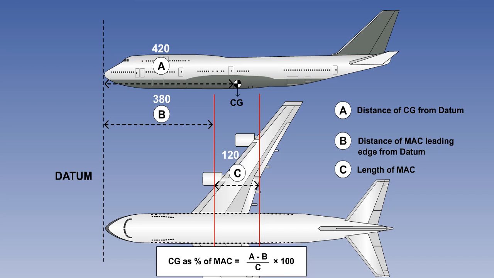Write down the formula for calculating the centre of gravity as mean aerodynamic chord. We can now enter the values of A, 420, the value of B, 380, and C, 120. Resolving the equation shows us that the centre of gravity as a percentage of mean aerodynamic chord is 33%.